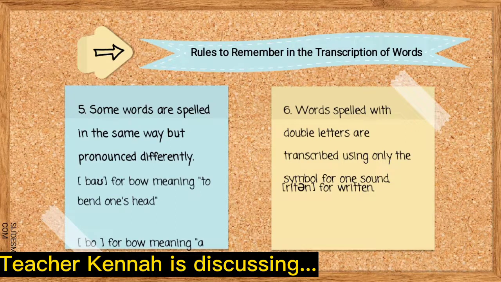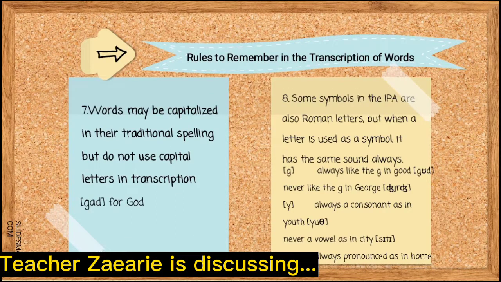Example, for writing. Rules to remember in the transcription of words. Number 7. Words may be capitalized in their traditional spelling but do not use capital letters in transcription. Example, God. Number 8. Some symbols in the IPA are also Roman letters, but when a letter is used as a symbol, it has the same sound always. G, always like the G in good, never like the G in George. Y, always a consonant as in youth, never a vowel as in city. H, always pronounced as in home.